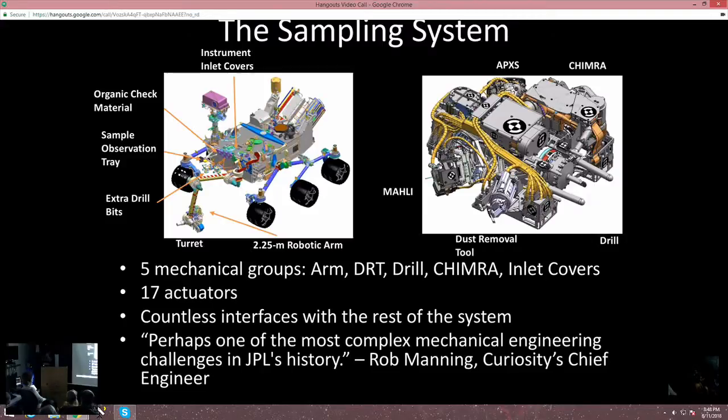Then we have this brush here called the dust removal tool. Mars is really dusty and kind of rusty, and so oftentimes when we look at rocks, we want to brush off the surface to see what the rock looks like and not what the dust that's covering Mars looks like. Then the other main component is the drill, which is kind of the backbone of this entire thing here.